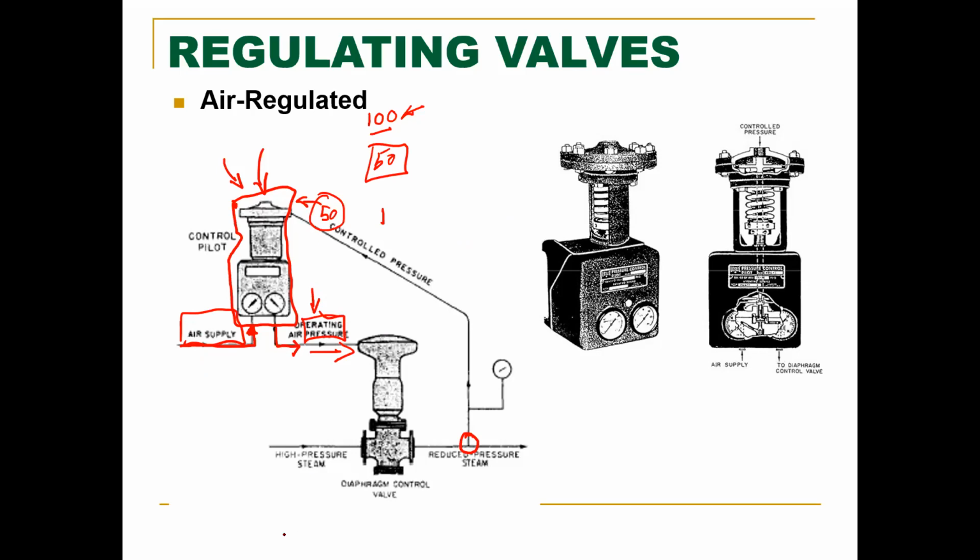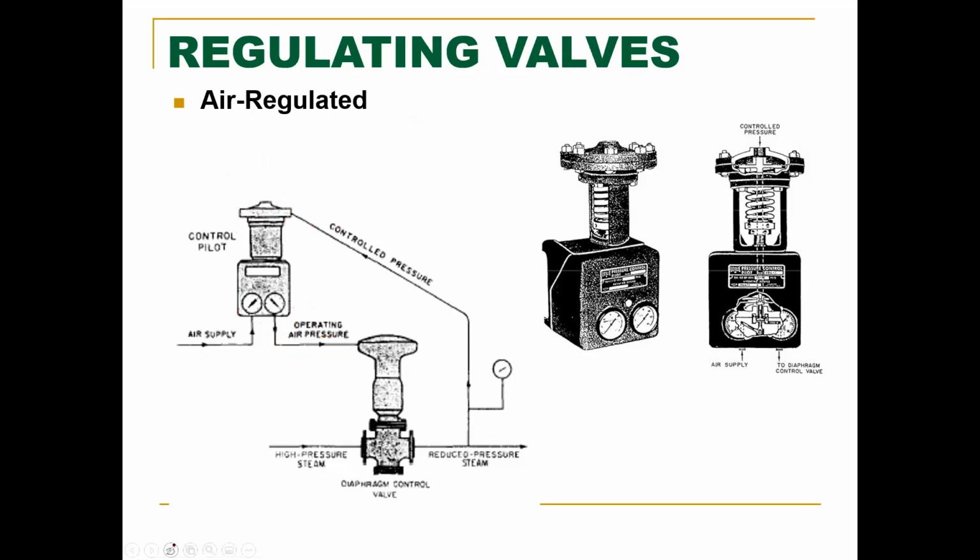All right. So keep in mind, this controlled pressure is not going to end up going out into the operating air pressure. Only the air supply, after going through a ratio, will go out to the operating air pressure. It's all based on what's being measured all the way down here.